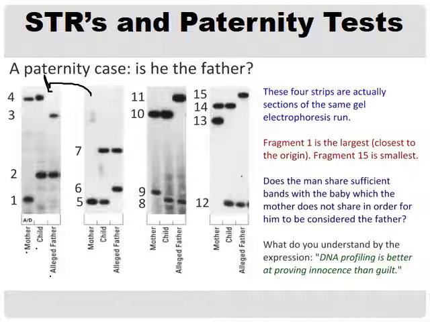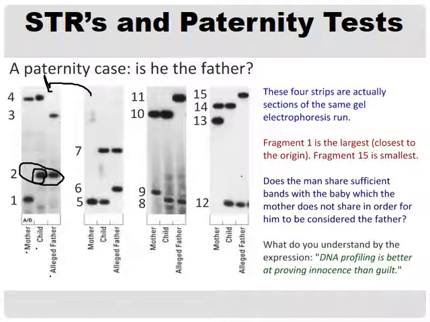So when we're doing a paternity test, what we want to look at is that the child should have their STR alleles matching up with either the mother or the father. Because we know the mother is definitely the mother of the child, each time her band does not match up with the child, that child's band should match up with the father. And you can see here that that's a match with the alleged father.